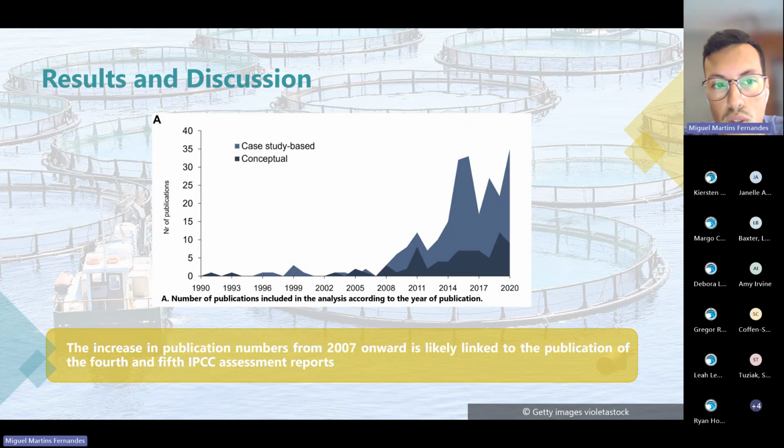And this is also found in other reviews. For example, there is a review by Zhang that tried to analyze all climate-related vulnerability and risk assessments, terrestrial and of the marine environment, and also found an increase in the number of publications after the release of these assessment reports.